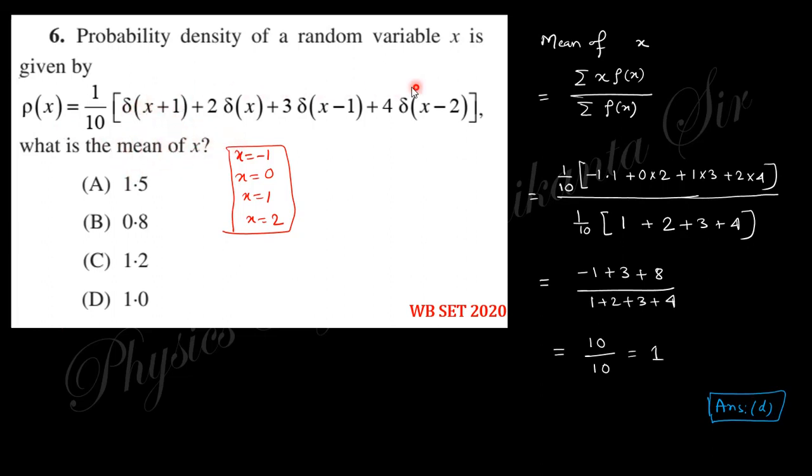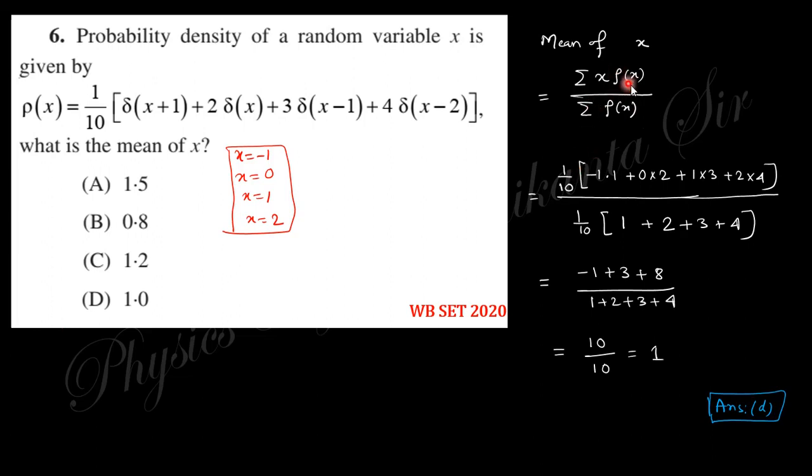You can see this is the Dirac delta function, and this will be non-zero when x equals -1. This will be non-zero when x equals 0. This will be non-zero when x equals 1, and this is non-zero when x equals 2. So you will get these four values of x in this expression. Now the mean of x is the summation of x rho x over the summation of rho x.